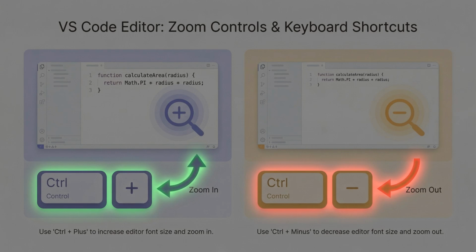So remember, Ctrl+ zooms in, making everything bigger, and Ctrl- zooms out. Alt+Z, on the other hand, just wraps long lines of text so they fit on screen. It doesn't actually change the zoom level at all.